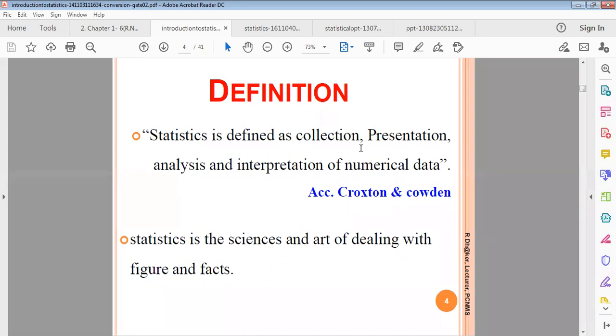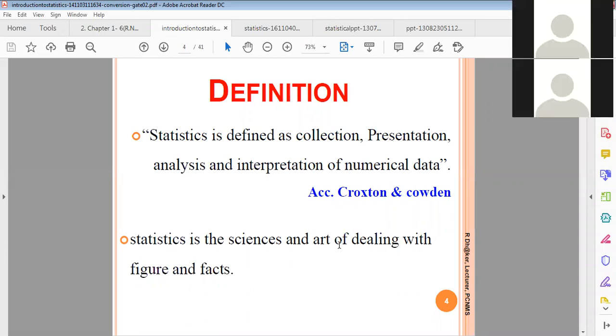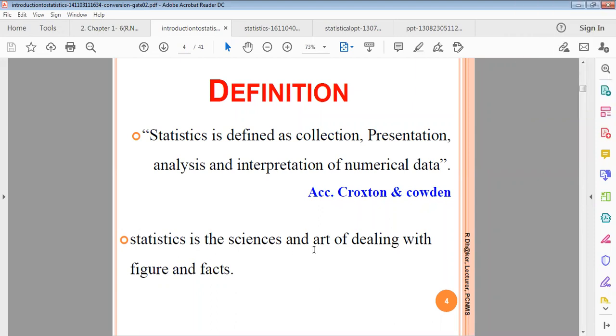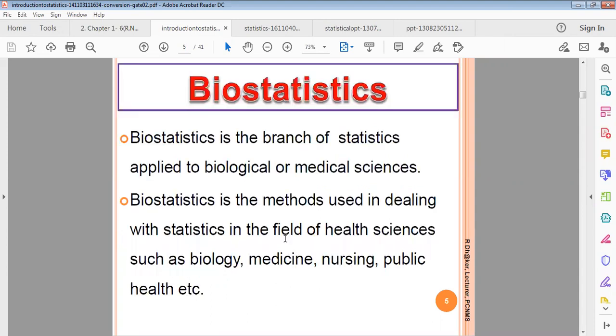So as a simple definition, statistics is defined as collection. First of all, you have to select a population. Then from that population, we have to select a sample. Then we can collect data. Presentation, we have to present this and we have to analyze this also. This collection, presentation, analysis and interpretation of numerical data is the actual definition of statistics. So statistics is the science and art of dealing with figures and facts.